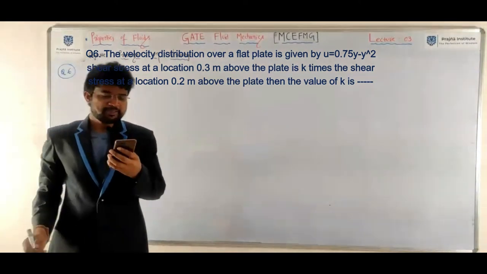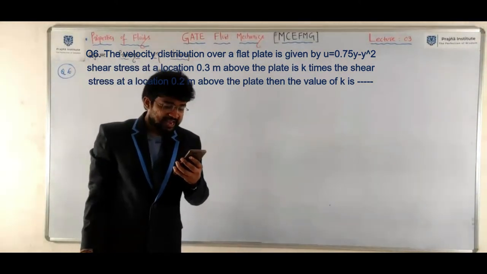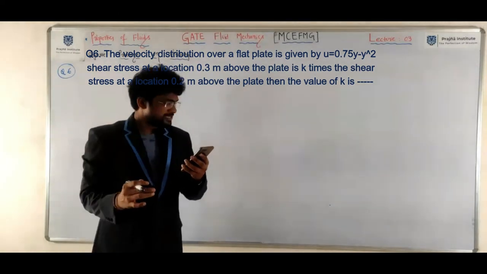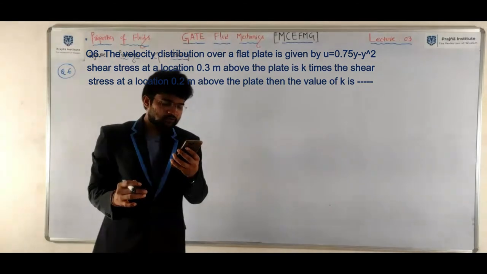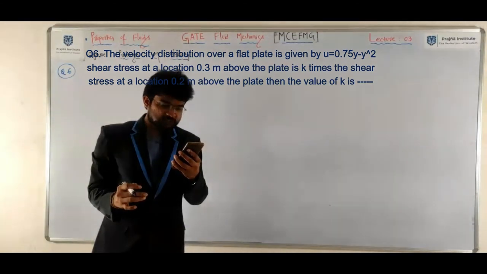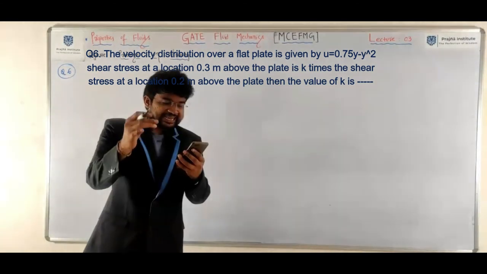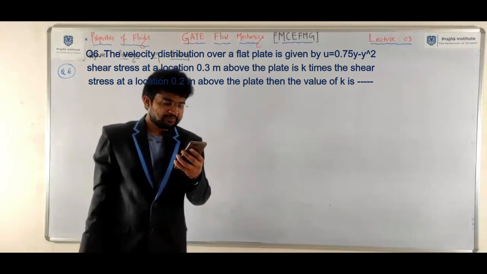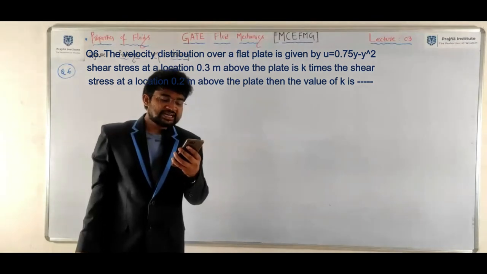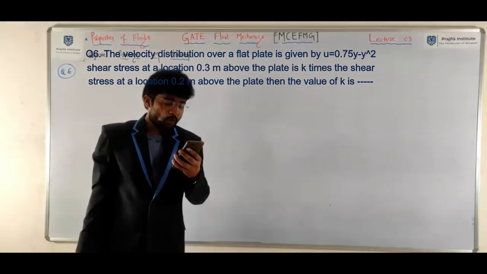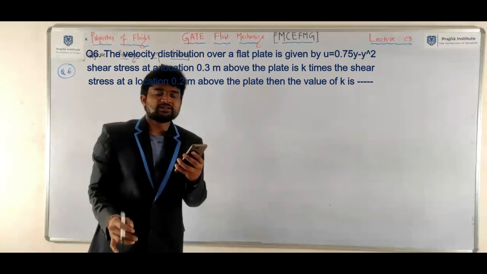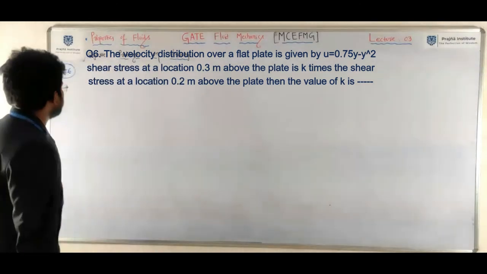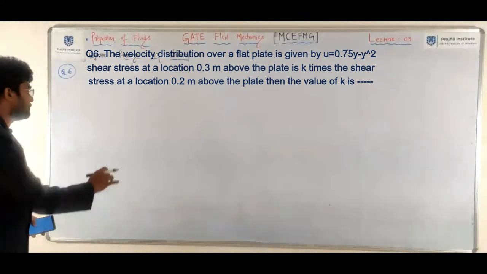See, question number 6. The velocity distribution over a flat plate is given by u equal to 3 by 4 y minus y square. The shear stress at a location 0.3 meter above the plate is k times the shear stress at a location 0.2 meter above the plate. Then the value of k is... here, the velocity distribution over the plate.